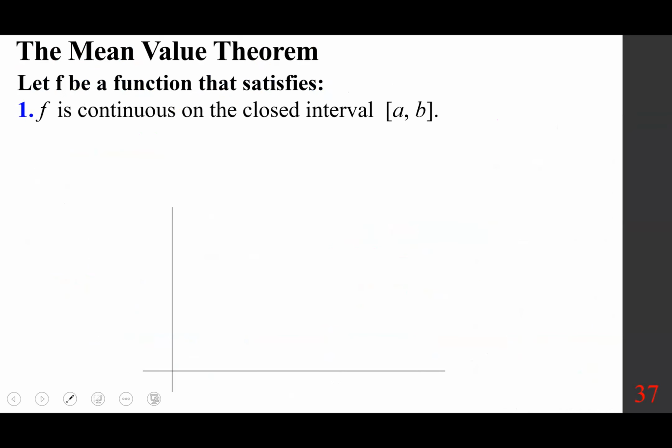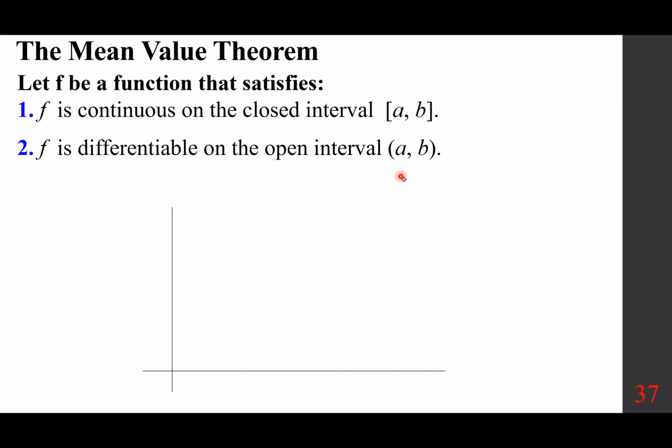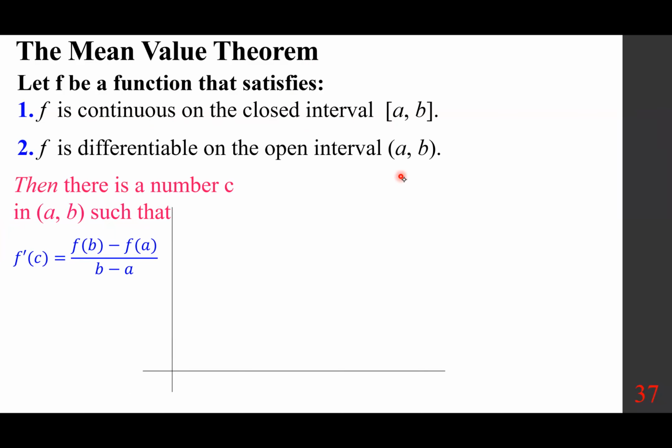Now, Rolle's theorem is a special case of the mean value theorem. So the mean value theorem has only 2 of those hypotheses. Let f be a function that satisfies: f is continuous in the closed interval of a to b, and f is differentiable on the open interval of a to b. Remember, Rolle's theorem had the third condition where f of a equals f of b. We no longer have that. Then there is a number c in the interval such that f prime of c equals f of b minus f of a over b minus a.